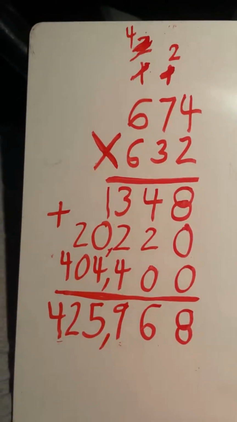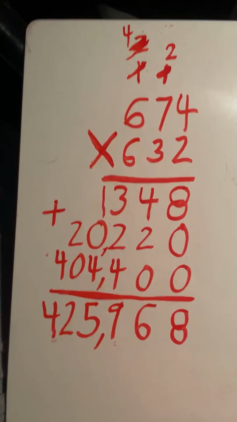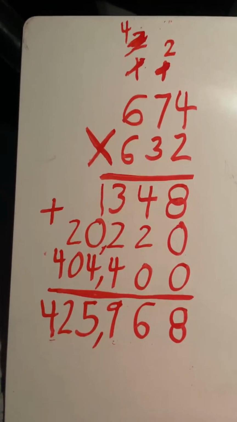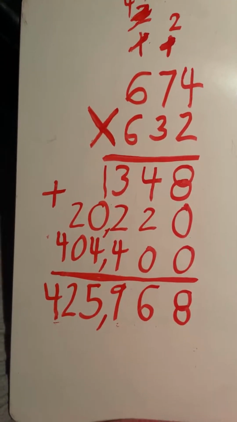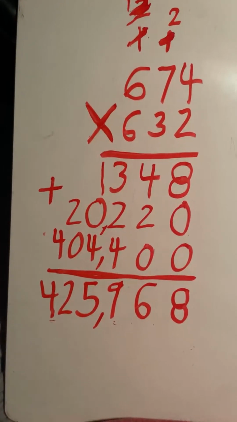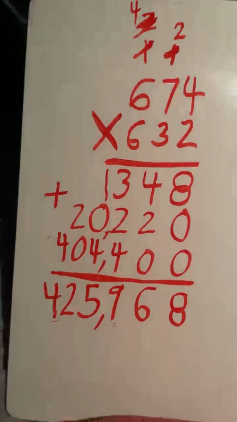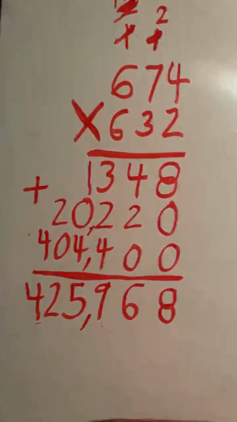And we have our final answer. 425,968. 674 times 632 equals 425,968. All right, stay tuned for the final example problem of the live stream.